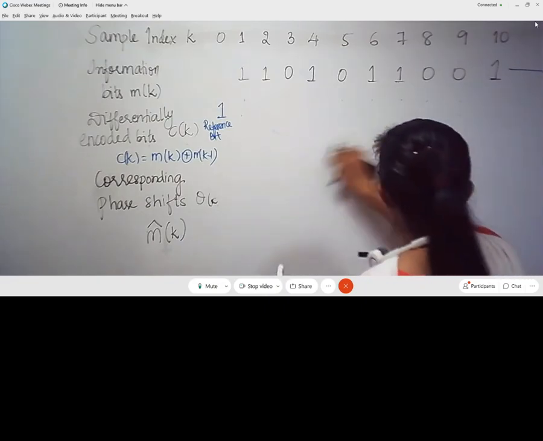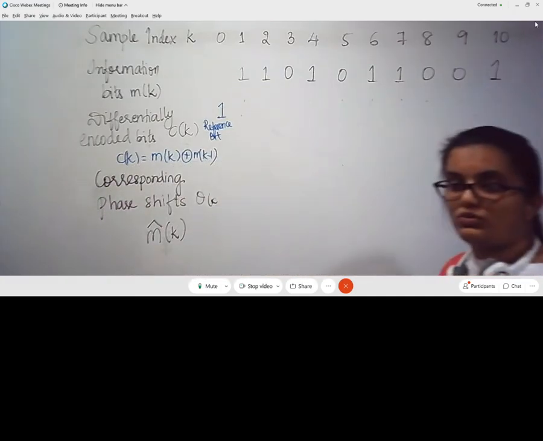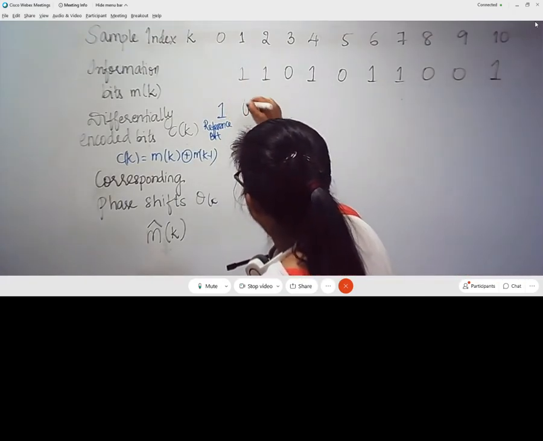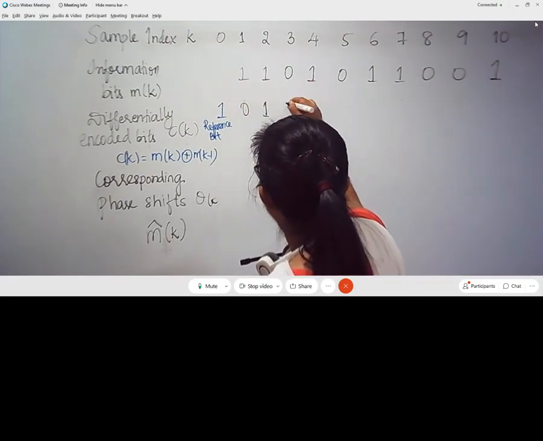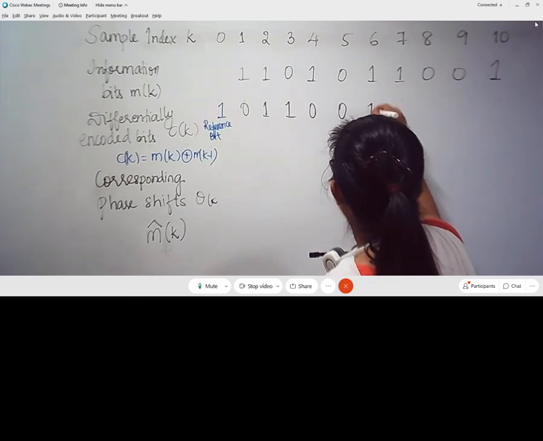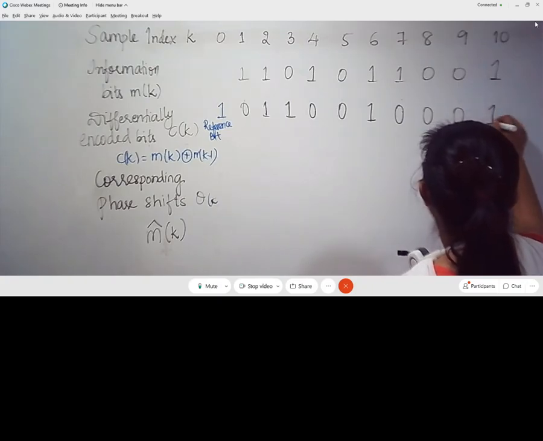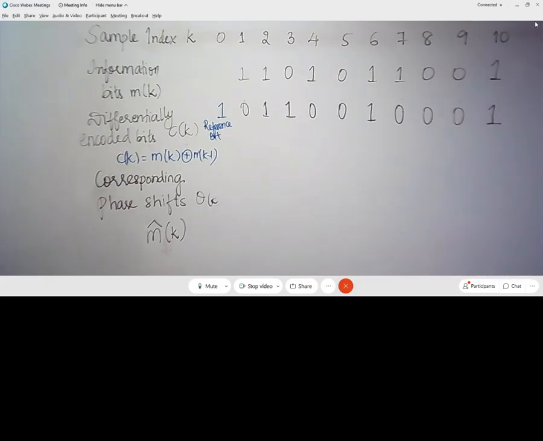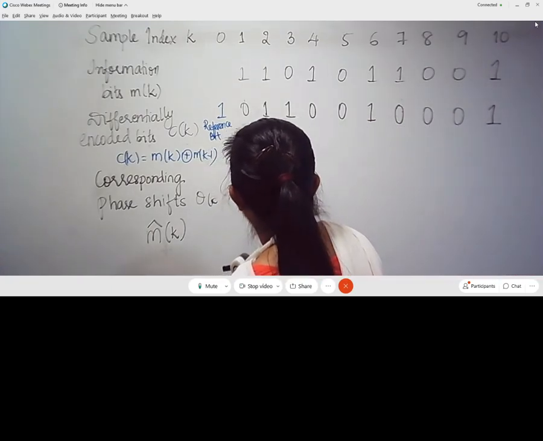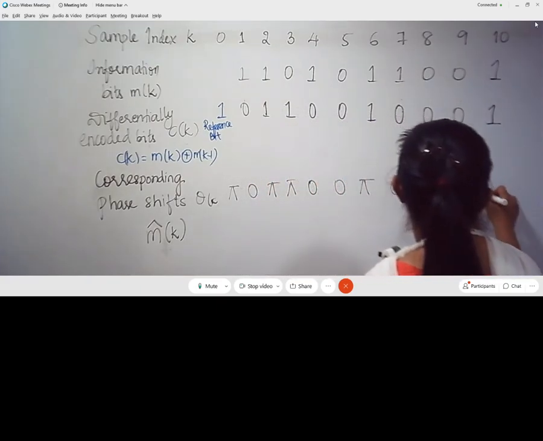With this, I'll close for today. Observe here. 1 plus 1 is 0, 0 plus 1 is 1, 1 plus 0 is 1, 1 plus 1 is 0, 0 plus 0 is 0, 0 plus 1 is 1, 1 plus 1 is 0, 0 plus 0 is 0, 0 plus 0 is 0, 0 plus 1 is 1. So this is the XOR operation that has taken place. Now I am going to assign the phases here: pi, 0, pi, pi, 0, 0, pi, 0, 0, 0, pi.